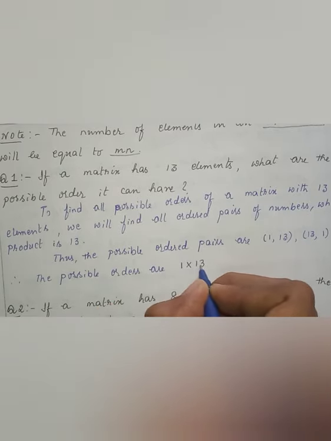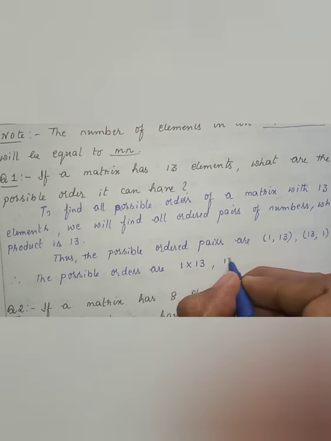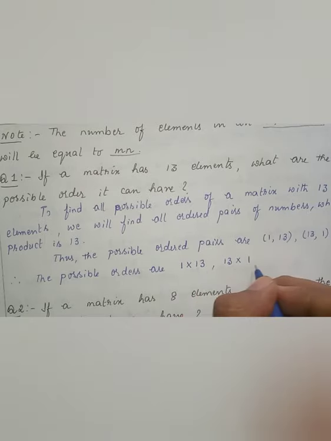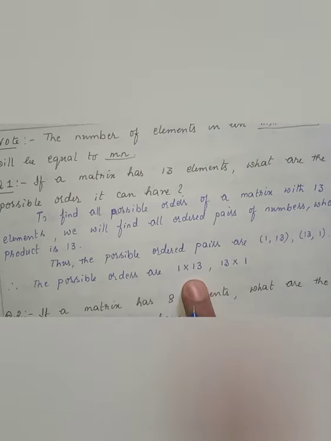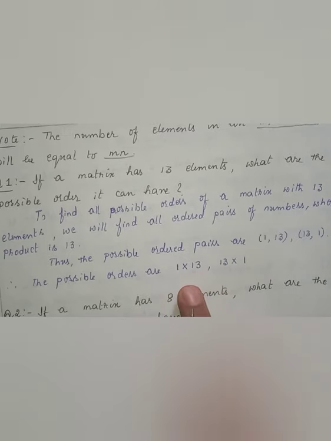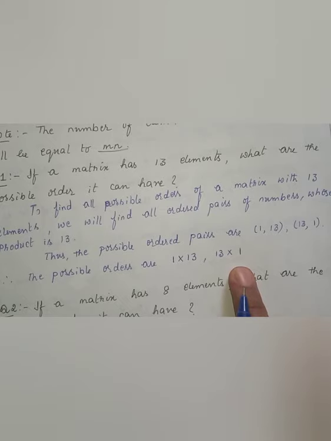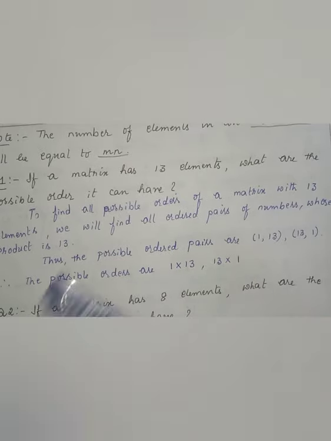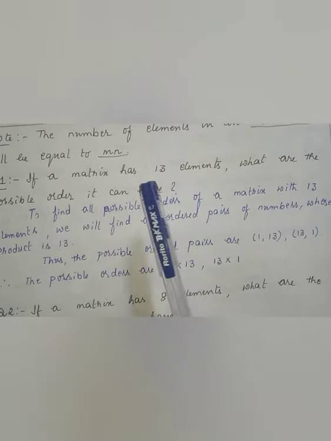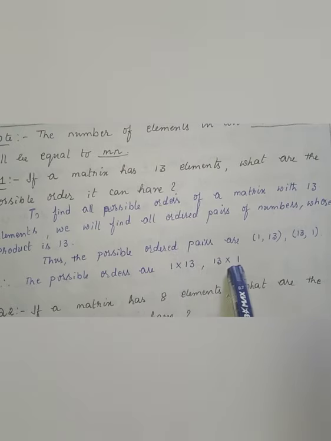1 by 13, that is 1 row, 13 columns. One more is 13 rows, 1 column. These two are different. So this is a matrix of order 1 by 13, which contains 1 row and 13 columns, and this is a matrix of order 13 by 1, which contains 13 rows and 1 column. So if a matrix has 13 elements, there are two possibilities here.